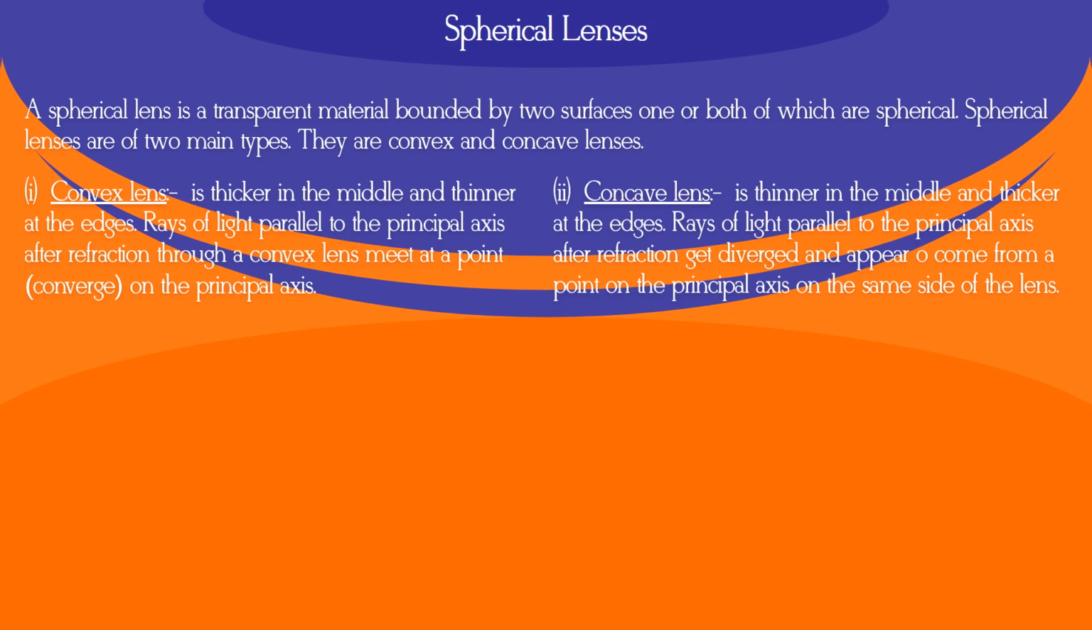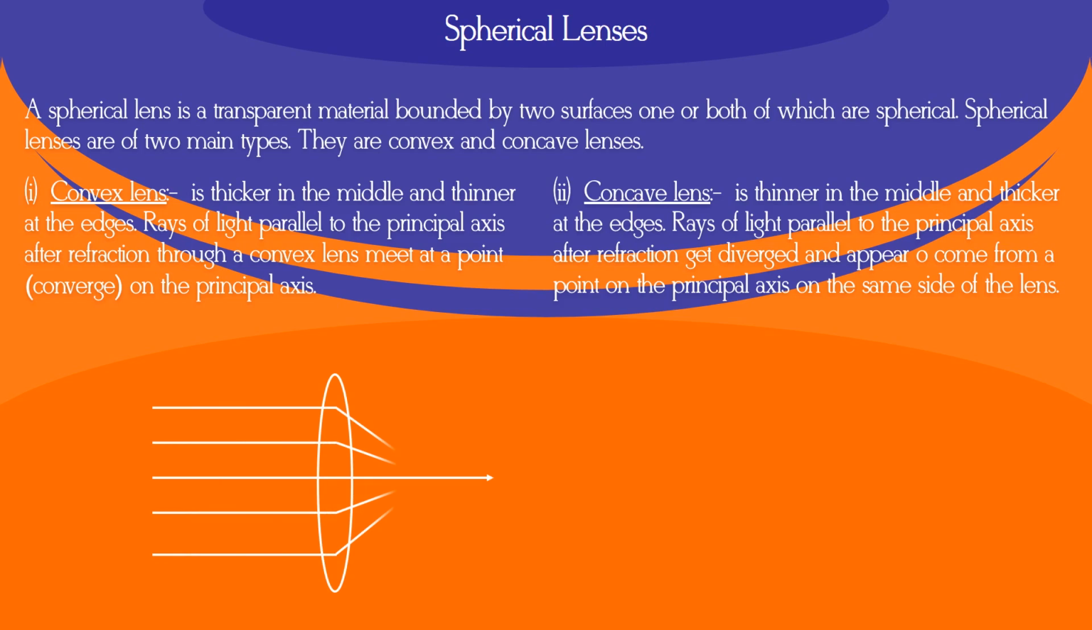Spherical lens. A spherical lens is a transparent material bounded by two surfaces, one or both of which are spherical. A piece of transparent medium bounded by at least one spherical surface is called a spherical lens. Lenses are of two types. First one convex and the second is concave. First, convex lens. A lens having both spherical surfaces or one spherical surface and the other plane surface such that it is thick in the middle and thin at the edge is known as a convex lens.